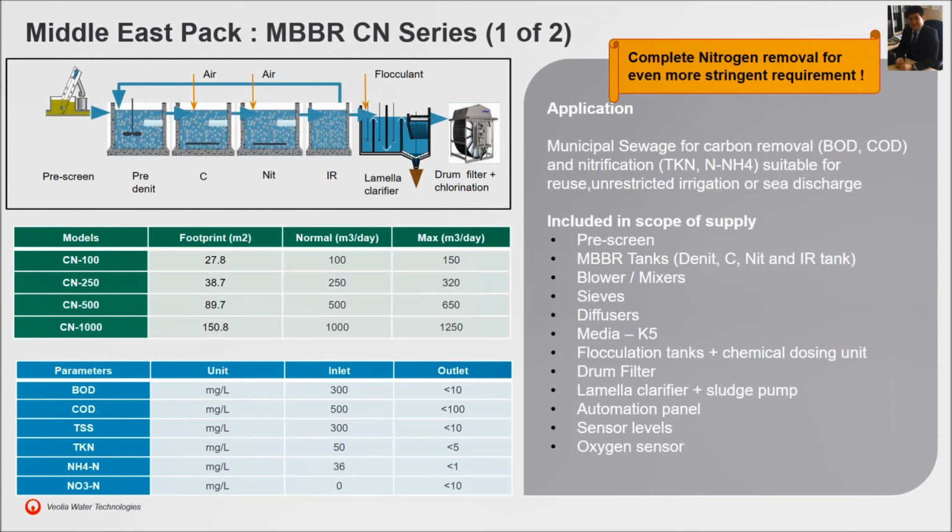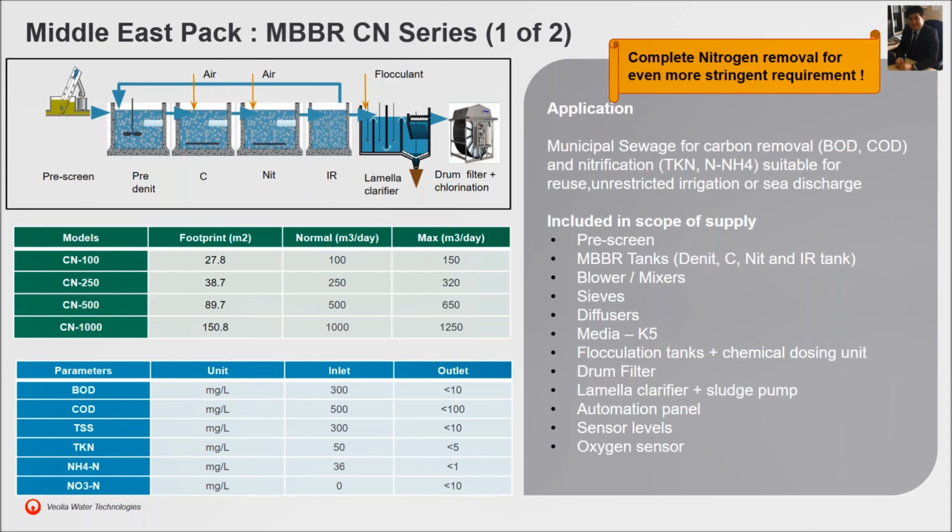Why? Because in some cases, mainly in Saudi Arabia but not only, we need to cope with even more stringent requirements, where we will be asked to have complete nitrogen removal. Complete nitrogen removal means that we need to do the denitrification. That's why you can see in the scheme that it is done with a pre-denit tank. So we have one additional tank before the C tank.